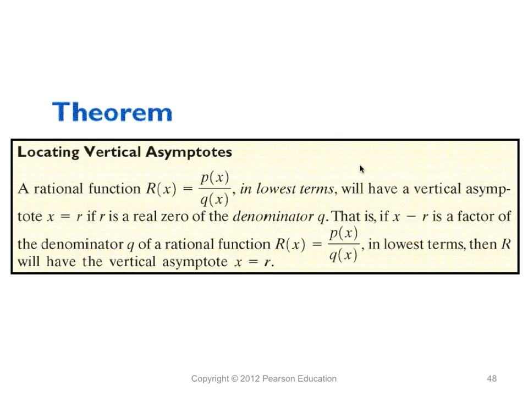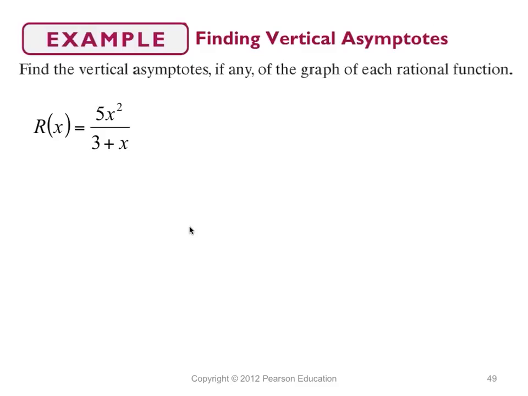So if we want to find the vertical asymptote, all we need to do is make sure that we reduce our function, put it in lowest terms, and then all we have to do is find the real zeros of the denominator. So you set the denominator equal to 0, and that's going to give you your vertical asymptotes. So if we look at this right here, r of x equals 5x squared over 3 plus x. All we have to do is set 3 plus x equal to 0 and solve for x. We get x equals negative 3. That is going to be your vertical asymptote.